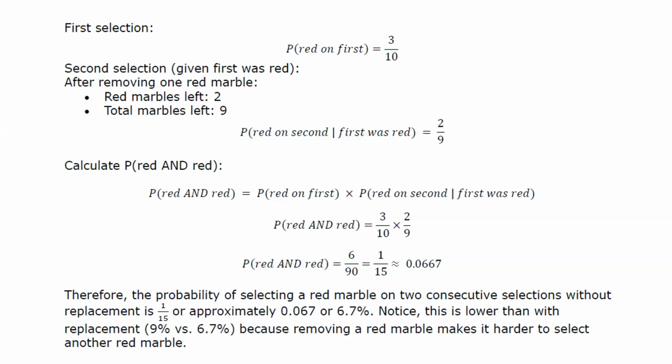So the probability now of getting red on 2 consecutive selections is going to be 3 over 10 times 2 ninths, which gets us 1/15th or 6.7%. Okay. Notice that this is lower than with replacement, which was 9%, because removing a red marble makes it harder to select another red marble.